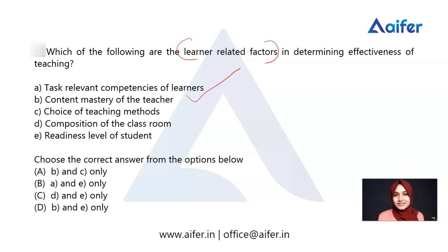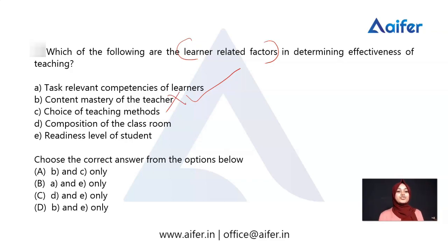Now B, content mastery of the teacher. Yes, the content mastery of the teacher is a very important factor which can contribute to the efficiency of teaching. But here the focus is not the teacher related factor, but the learner related factor. So content mastery of the teacher is not a learner related one, but a teacher related one. So we can exclude this option.